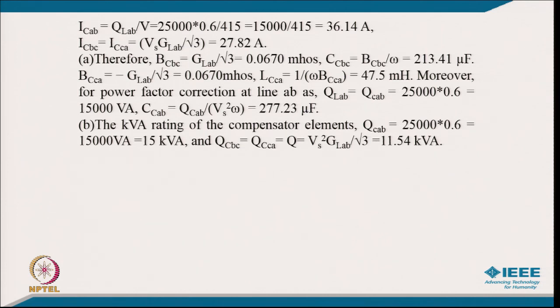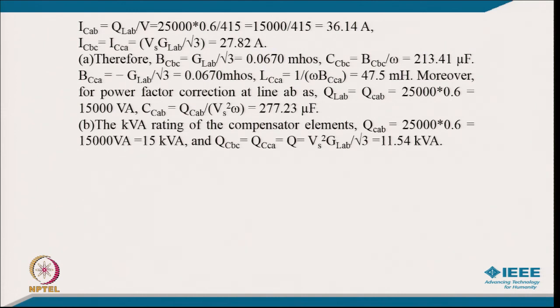Similarly, ICB will be again VS GLAB by root 3, so again this current is 27.82. Therefore, BBC will be GLAB by root 3, that is 0.067 mho, and CBC equals BBC by omega, which comes to 213.41 microfarad. And BCA equals GLAB by root 3, so it comes around 0.067 mho, and LCA will be 1 upon omega BCA, that comes to 47.5 millihenry.